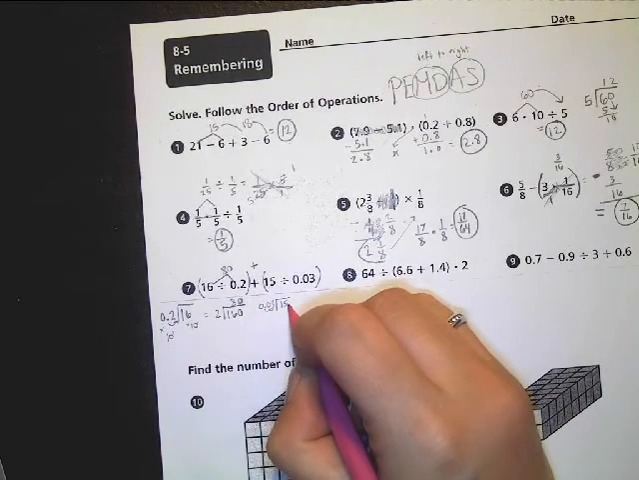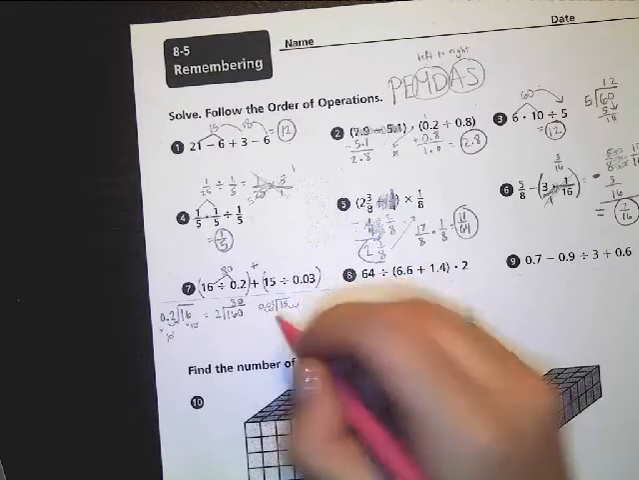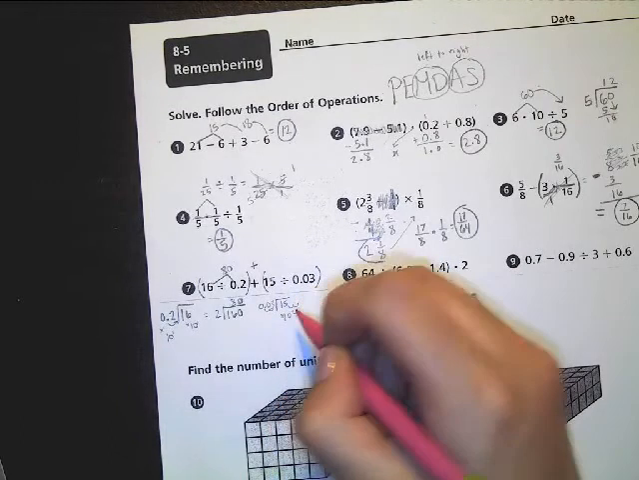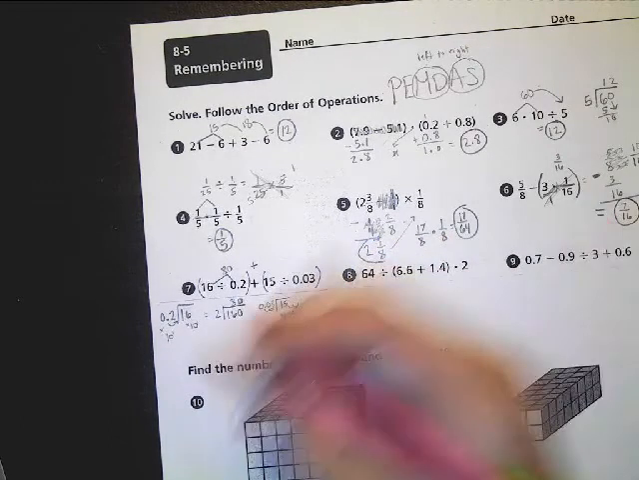I'm going to be doing 80 plus something. Okay. 15 divided by 0.03 looks like this.